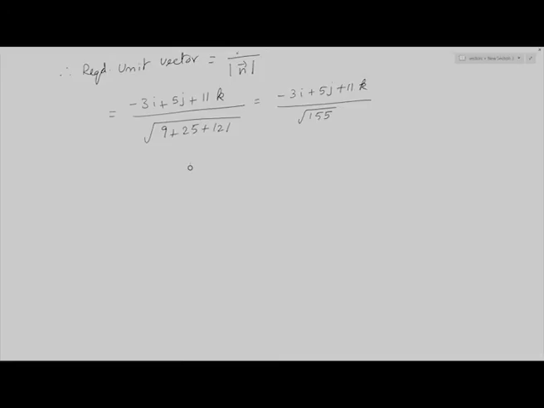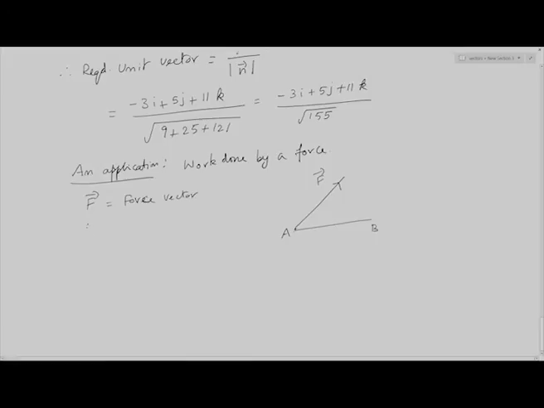Now, let us find some application of this dot product. An application: work done by a force vector. Let us say that a force is acting at a point A, this is the point A, and let me call the force vector F. Because of that force, I assume that A is displaced to another point, let us say B. So, the particle is moving from the point A to point B by the application of this force F. Okay. So, F is the force vector and AB is the displacement vector.